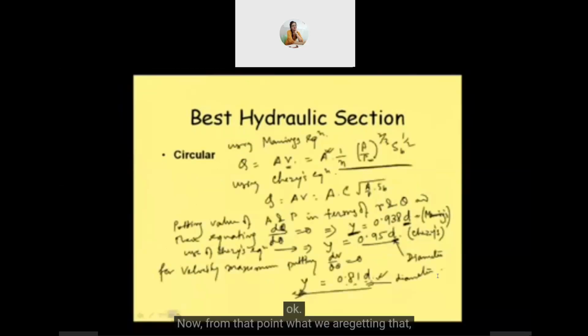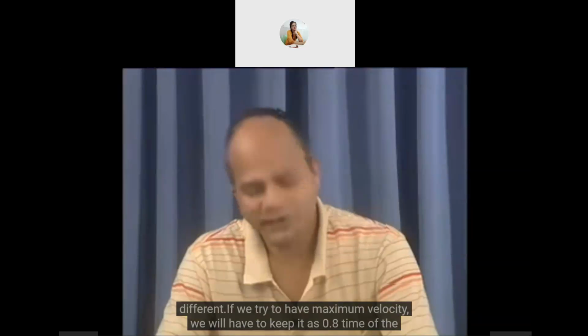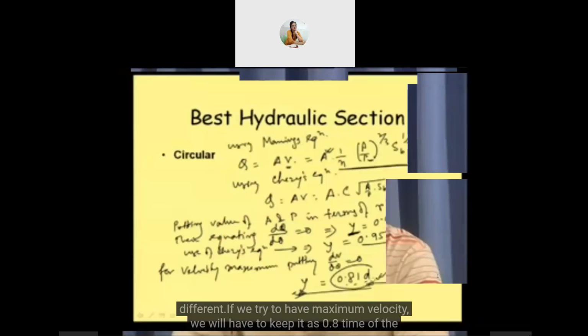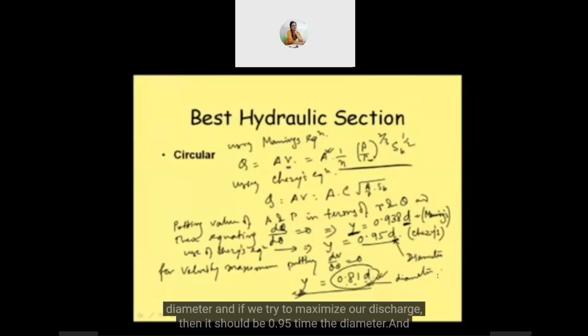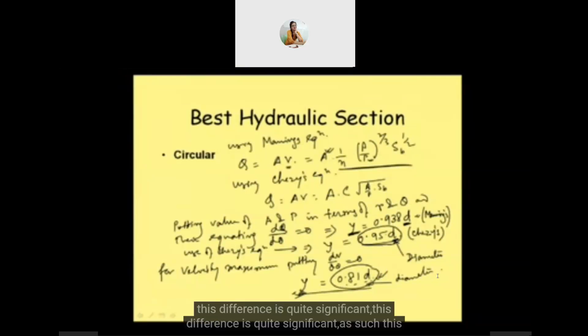Now from that point, what we are getting is where we should keep our y for having maximum velocity and maximum discharge, and this is quite different. If we try to have maximum velocity, we'll have to keep it at 0.8 times the diameter. And if we try to maximize our discharge, then it should be 0.95 times the diameter. And this difference is quite significant. As such, this point is important.